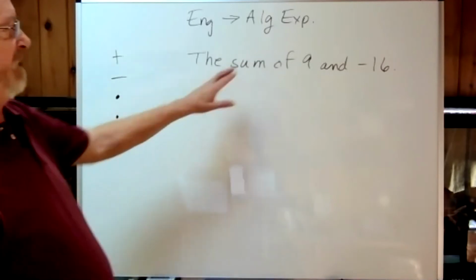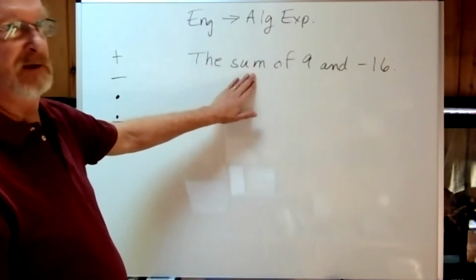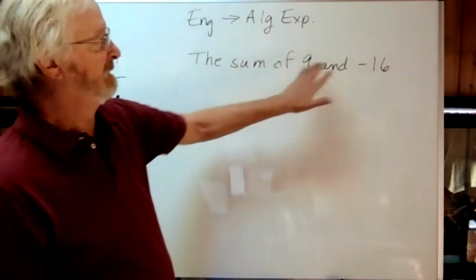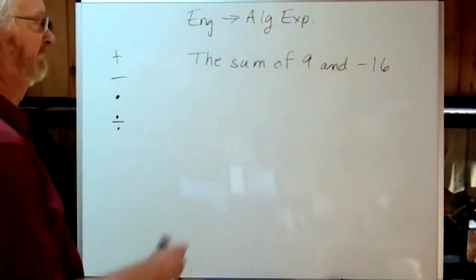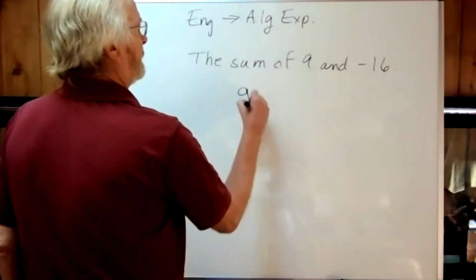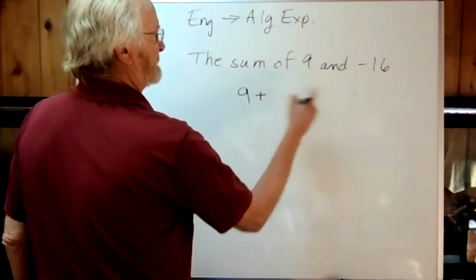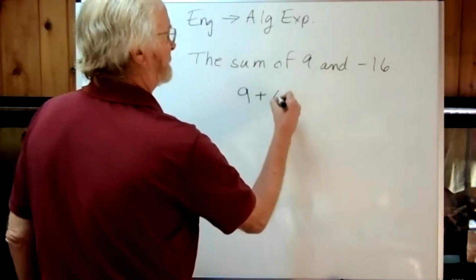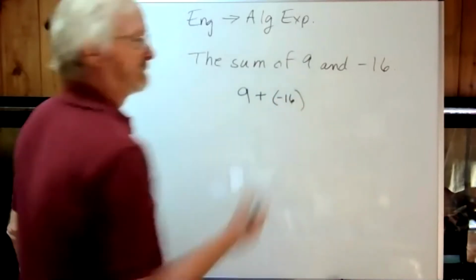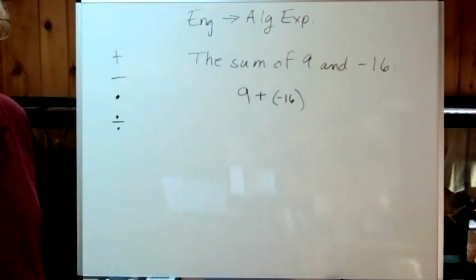So here we're looking for the sum. So it's going to be an addition of those two values. So 9 plus, and since that is a negative signed number, I'm going to use parentheses to wrap that up. Please get into that habit.